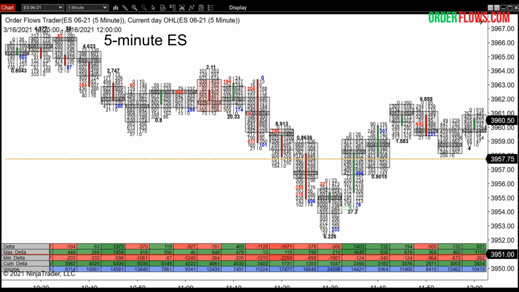So imagine getting short somewhere in here, 61, 62. You get a move, a $10 move down to the 50s, 52, 53. Then you start coming back up.